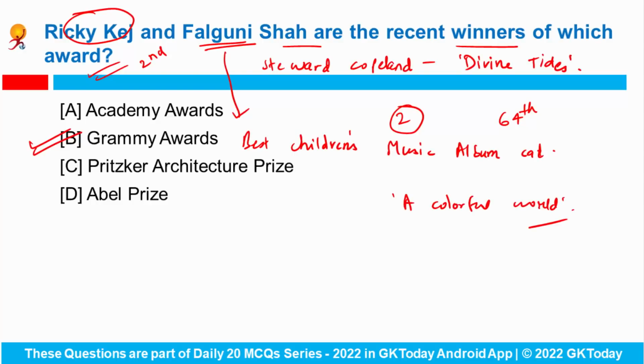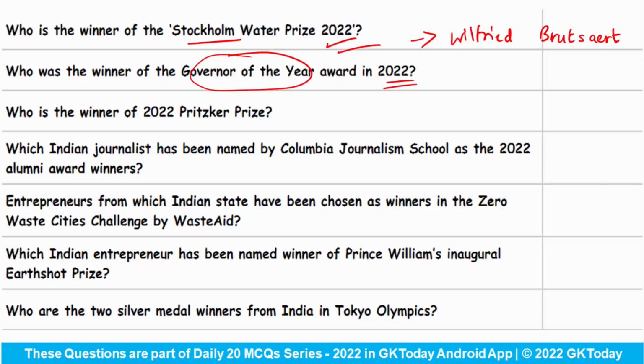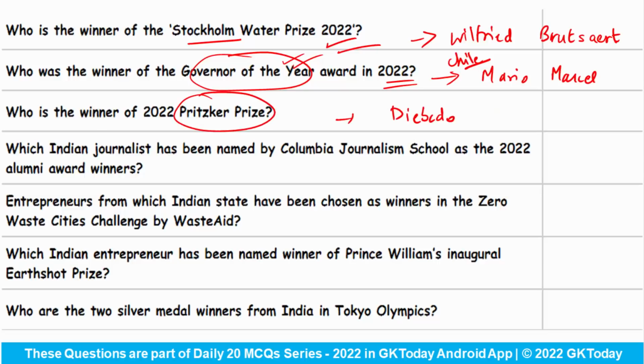Fine. Now we'll see some of the important awards. Who's the winner of the Stockholm Water Prize 2022? The winner for this prize is Wilfried Brutset. Okay. Who was the winner of the Governor of the Year award in 2022? So the Governor of the Year award has been given to Mario Marcel, and he is the Governor of the Central Bank of Chile. Who is the winner of the 2022 Pritzker Prize? Answer is Dibedo Francis Kerr.